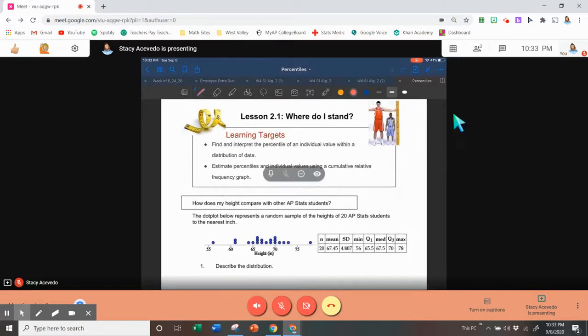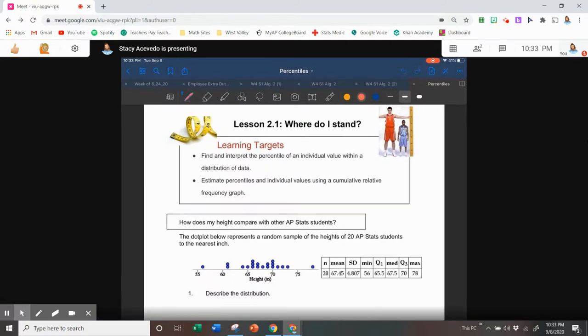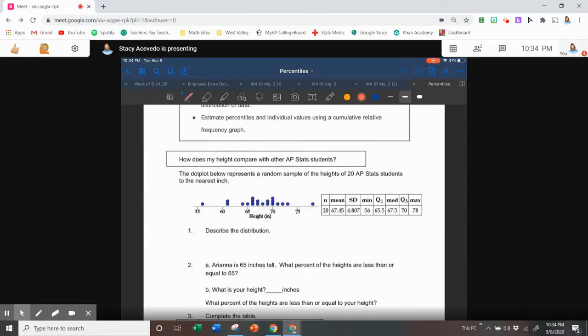Now we are going to go ahead and work on percentiles. So we are going to be working with the where do I stand data, or should I say more scenario. So our learning targets that we want to achieve today are find and interpret the percentile of an individual value within a distribution of data and estimate percentiles and individual values using a cumulative relative frequency graph. So how does my height compare with other AP Stat students? The dot plot below represents a random sample of the heights of 20 AP Stat students to the nearest inch.